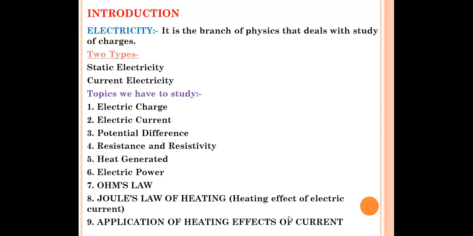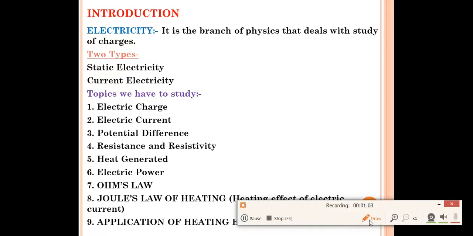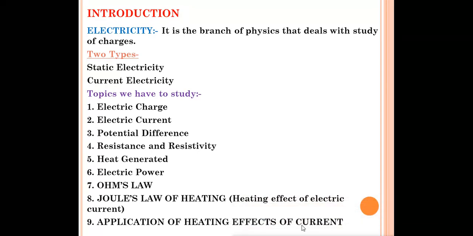First of all, you should know what is electricity, right? Many times you have heard about this word electricity. In your junior classes also you have read about this electricity chapter. So what is electricity? It is a branch of physics.